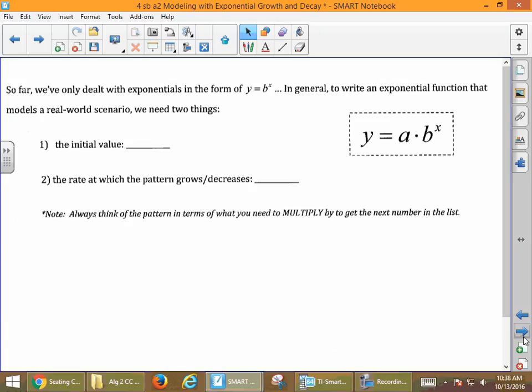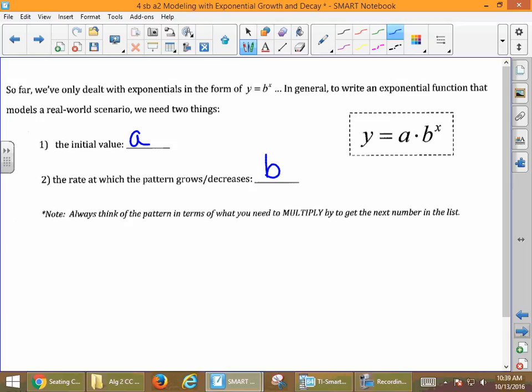So far, what we've been dealing with this week is exponentials in this form, y equals b to the x. And in general, to write an exponential function that models a real-world scenario, we need two things. We need the initial value, which in the problem that we've been working with for most of our time here is going to be the 1500. That's going to be our a in this equation. And the rate at which the pattern grows or decreases, as the case may be, is the b. So we've been doubling in the problem that we've been working with.